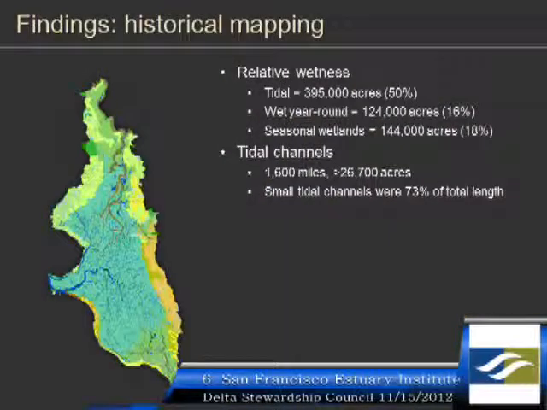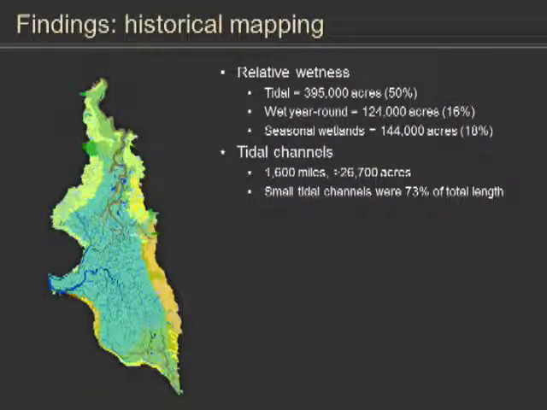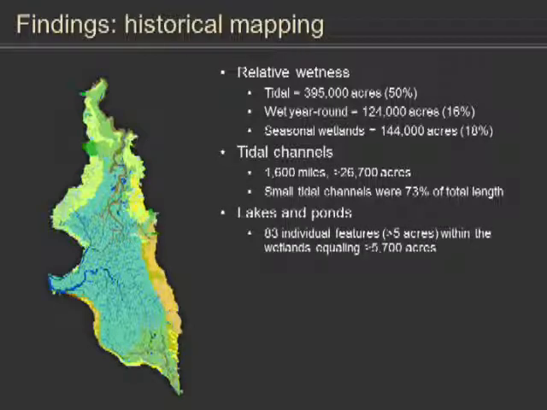So then breaking that down, just looking at the habitat types we mapped, so the tidal channels, we mapped about 1,600 miles of channel, which amounts to close to 27,000 acres. The smaller tidal channels, those that aren't the main river networks or major sloughs that we know of in the Delta, were a very significant portion of our mapping for the length of tidal channels. They made up about 3/4 of the total length. And then lakes and ponds, we mapped 83 individual features.